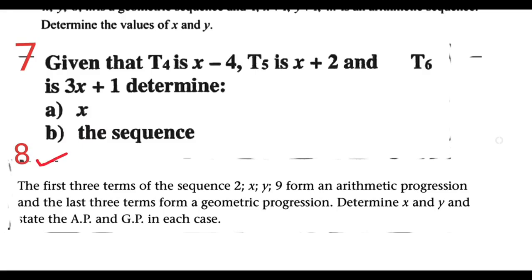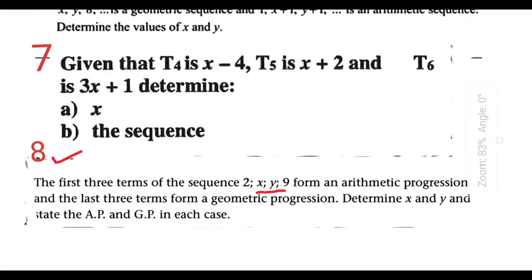Now this is a very extremely important question. The first three terms of the sequence 2, x, y form an arithmetic progression, and the last three terms form a geometric progression, geometric sequence. So the last three. Determine x and y and state the AP arithmetic progression and GP geometric progression in each case.